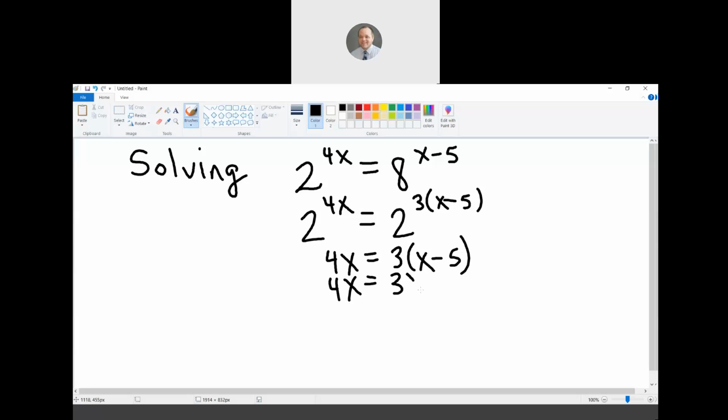On the right side, that would be 3x minus 15. And let's subtract 3x from both sides. So our final answer is x equal to negative 15.